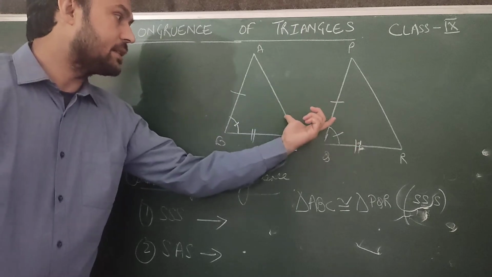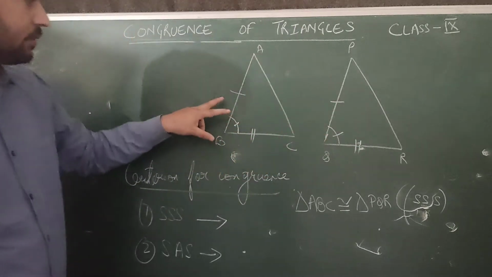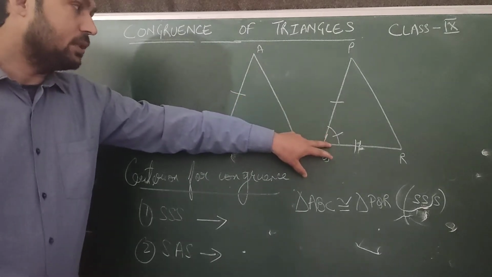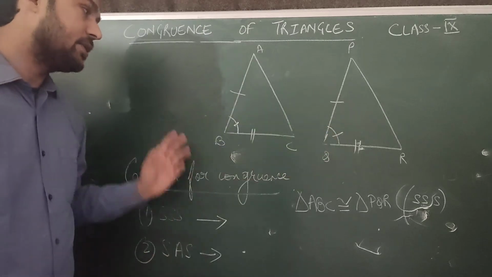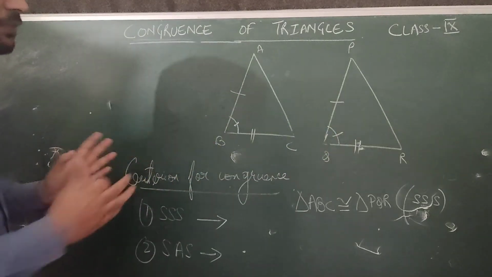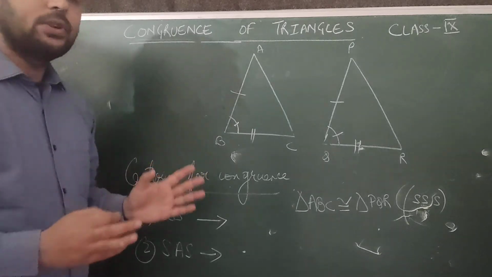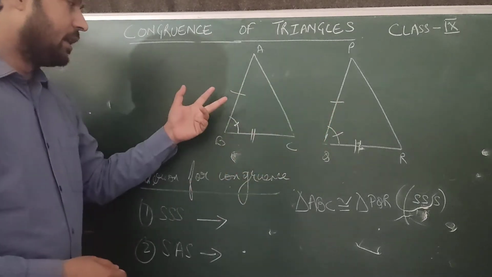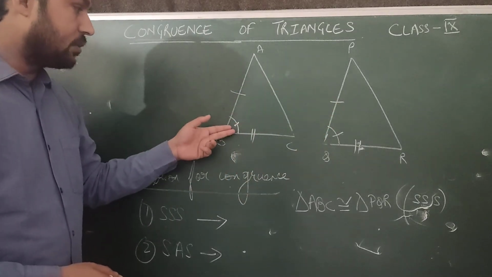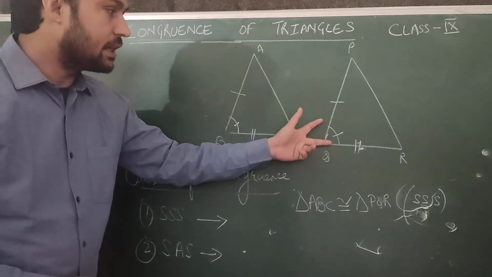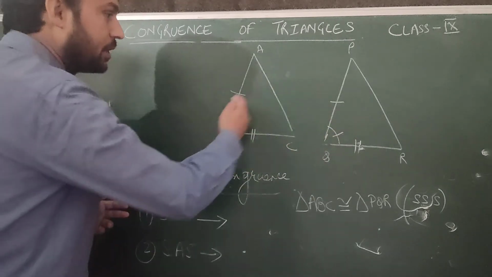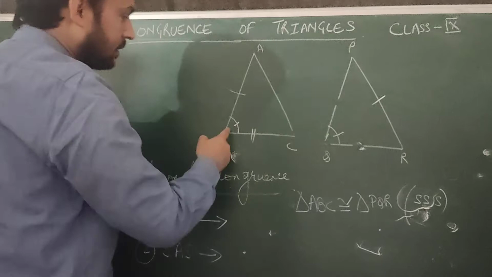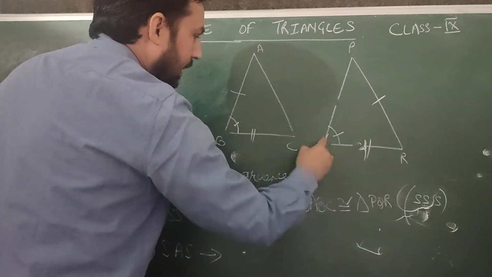We can say these two triangles are congruent or equal only if two sides and the included angle of one triangle are equal to the corresponding sides and the included angle of the other triangle. That means we just have to observe the figure. Whenever a question related to congruence of triangles comes, we have to see whether in the two triangles, two sides and the included angle of one triangle are equal to two sides and the included angle of the other triangle, and it should be corresponding. It cannot be like this. Supposing this side is equal to this side, equal to this, and this angle equal.